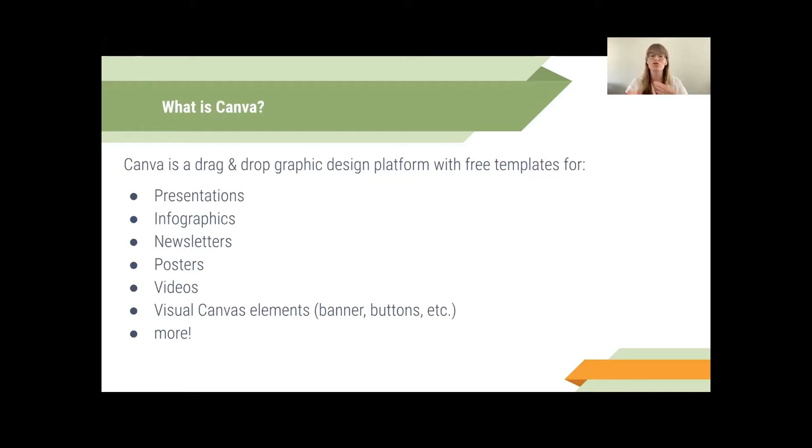So again, Canva is a drag and drop graphic design platform with free templates. It has templates for presentations, infographics, newsletters, posters, videos, visual canvas elements, such as your class banner at the top, buttons you might include on a content page, and there are so many more templates available. If you have something that you would like to design and to make sure it looks professional, go to Canva, see what templates are available. You can always create anything from scratch, from a blank canvas within Canva, to fit any dimensions that you would like.